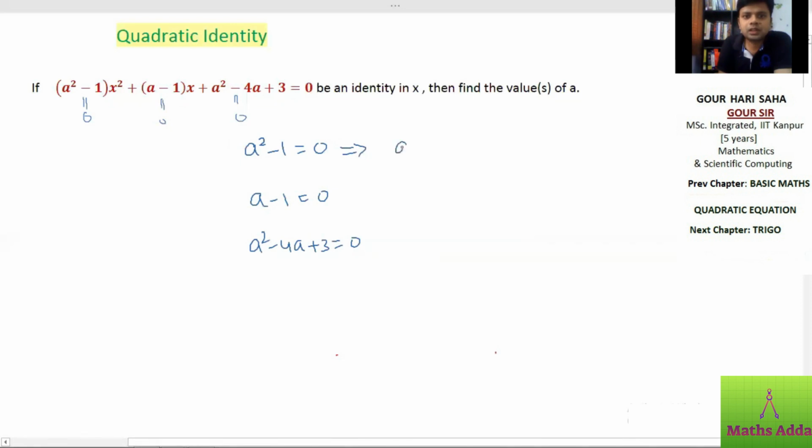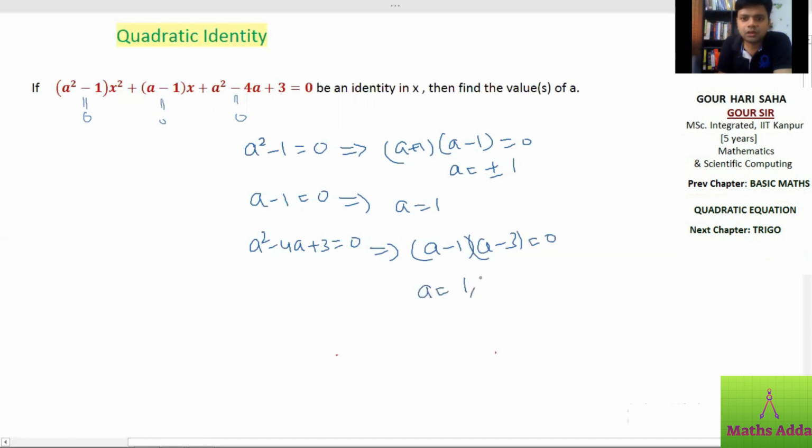So, this is (a plus 1) into (a minus 1) equal to 0. This means a is equal to plus minus 1. From here a is equal to 1. From here if you do it, it is (a minus 1) into (a minus 3) equal to 0. A is equal to 1 and 3. So, I see 1 is common in both. So, a equal to 1 will make it identity. Put a equal to 1, it is 0x square plus 0x plus 0 equal to 0. So, this is the value of a for which this quadratic becomes a quadratic identity, right.